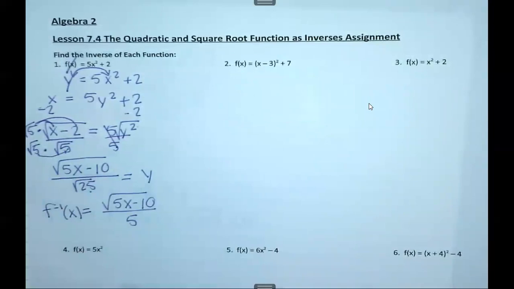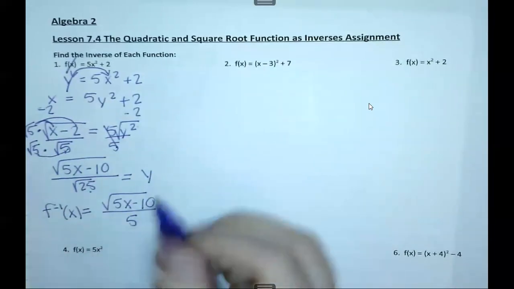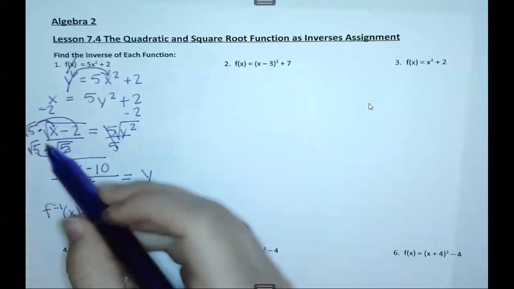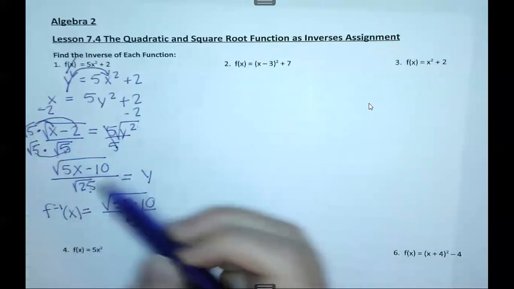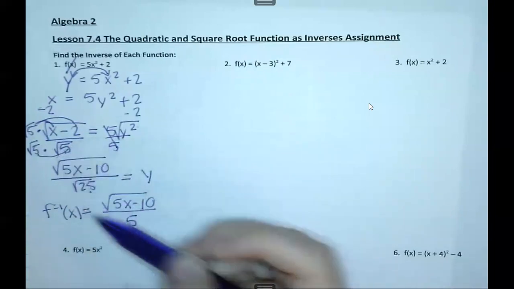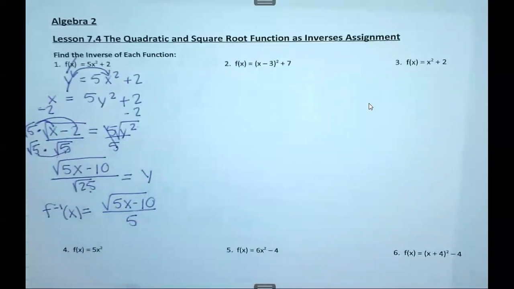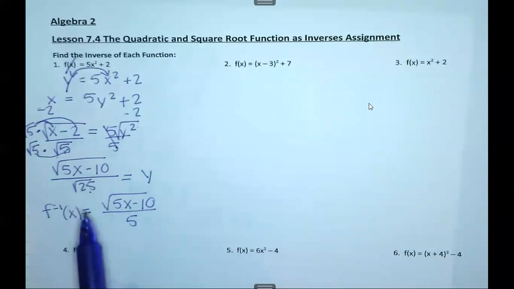So a lot of people multiplied the bottom by square root of 5, but you forgot to multiply the top. So you ended up with x, the square root of x minus 2 over 5, or over 25 because you didn't square root the bottom like you were supposed to. So no square roots in the bottom.